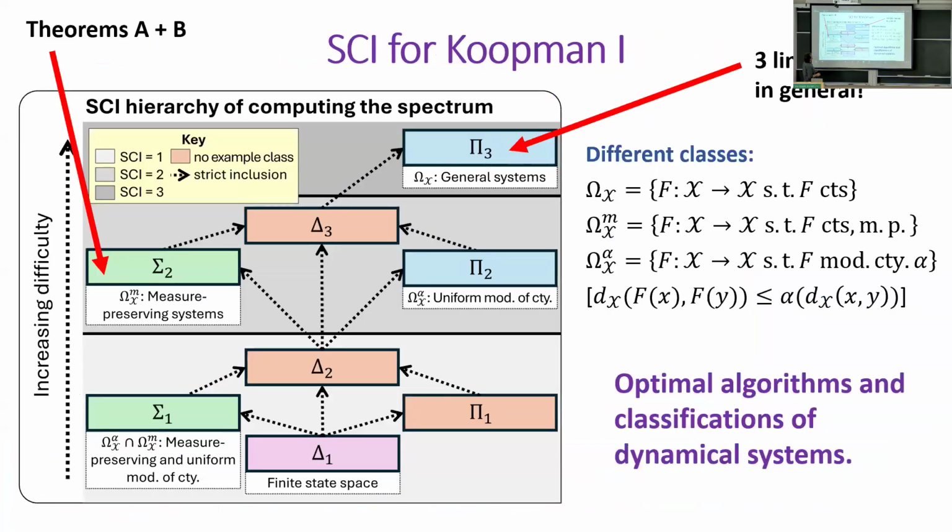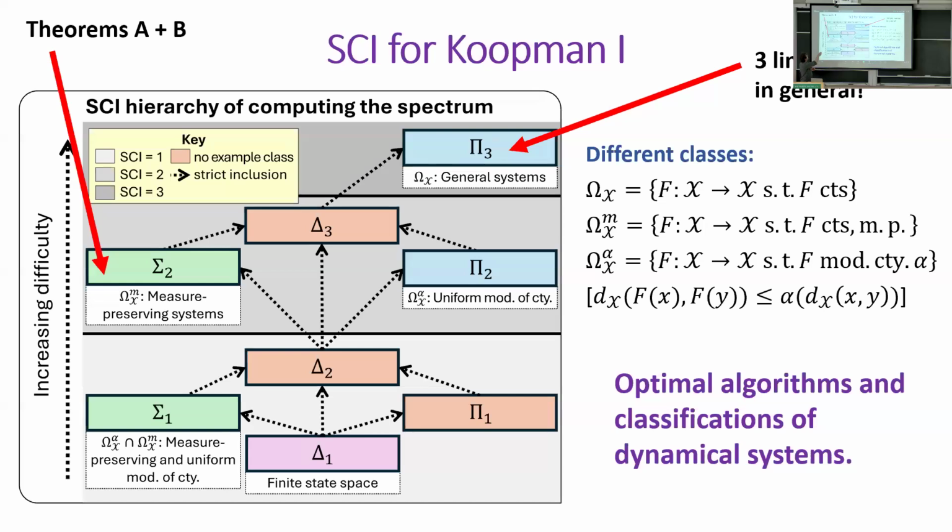So for example, this is SCI for Koopman 1, the first plot I'm going to show you. Here I've got different classes of operators, different classes of dynamical systems, or F. So omega x will just be continuous systems. Omega m, I add the assumption of measure preserving. Omega alpha, I drop the assumption of measure preserving and replace it with a uniform modulus of continuity on F. So this is just telling me that I can control the variation of F. So the Koopman operators associated with this class can be horribly non-normal.